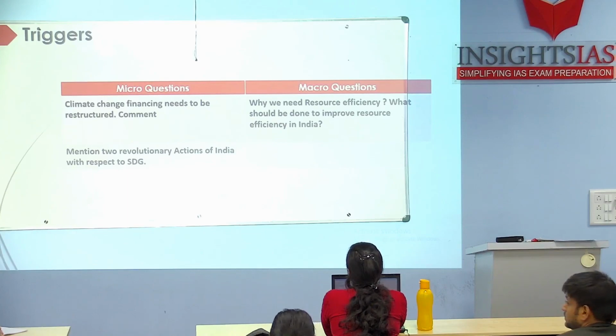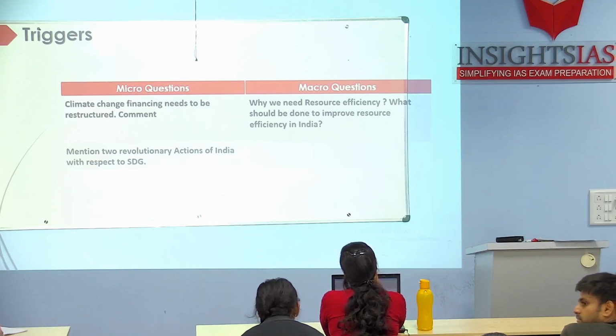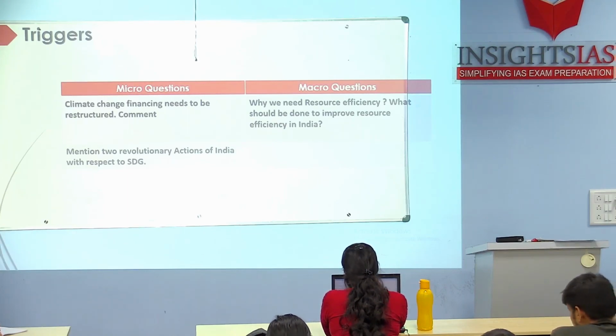What should be done to improve resource efficiency? Right here, Niti Aayog's 6 pillars will come. But why did you forget SDG 12? When you are addressing questions, you should address them holistically, not only with the information you got in the class. Though you got SDG 12 in the class itself, should you mention it or not? There is a scope for it. Okay. Next question.